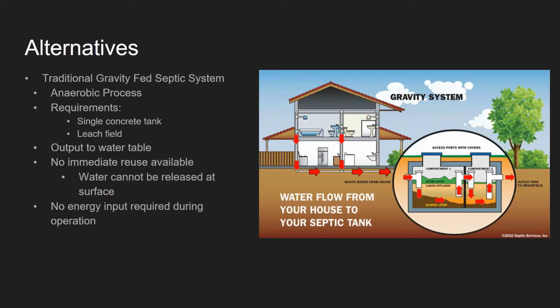To begin our comparison, we'll look at a traditional septic system. These systems typically use a single septic tank where an anaerobic process takes place to decompose organic matter in wastewater. These systems require a leach field to release the treated water back into the groundwater, where layers of soil and rock complete the filtration process before the water reaches the water table. The output from the septic tank is not safe for surface release and therefore cannot immediately be reused.